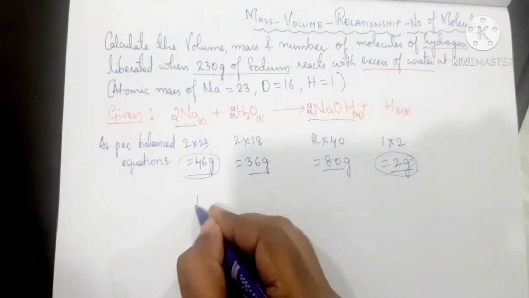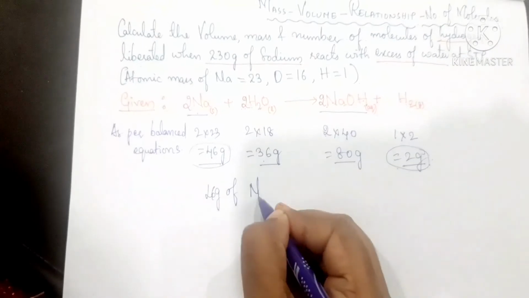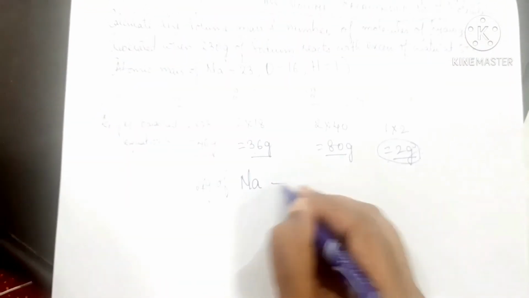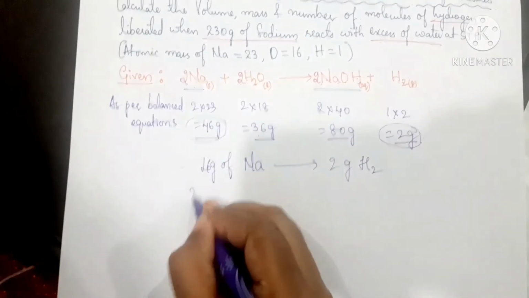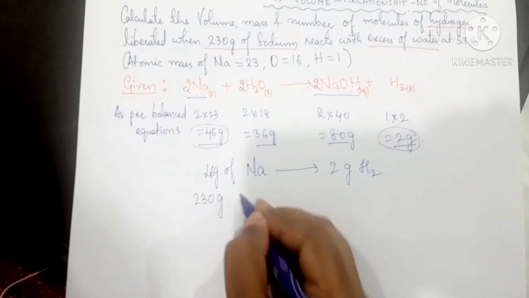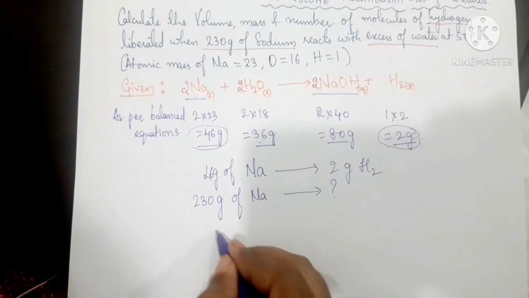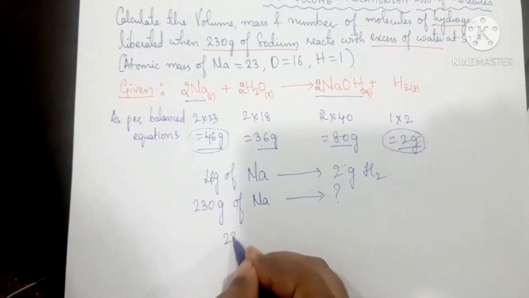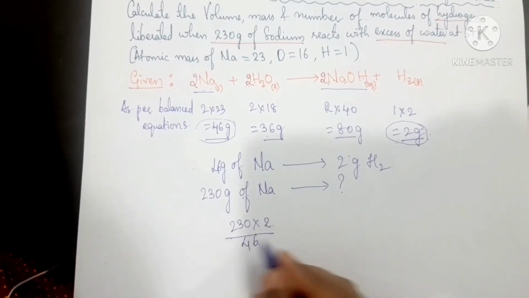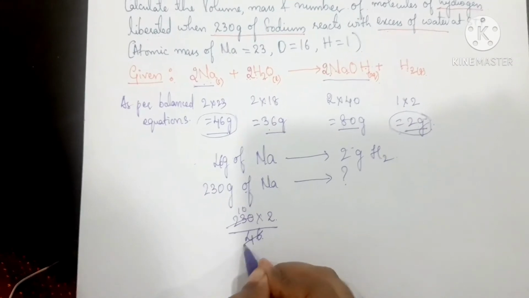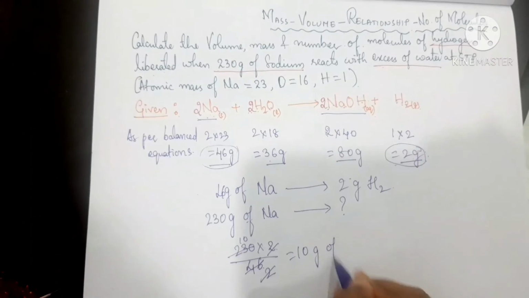According to the balanced equation, 46 grams of sodium gives 2 grams of hydrogen. This is as per the balanced equation. And in the question it has asked 230 grams of sodium, how much? So children, if I multiply 230 into 2 by 46: 23, 10, 23, 2 twos are 2, it gets cancelled, and we get 10 grams of hydrogen.